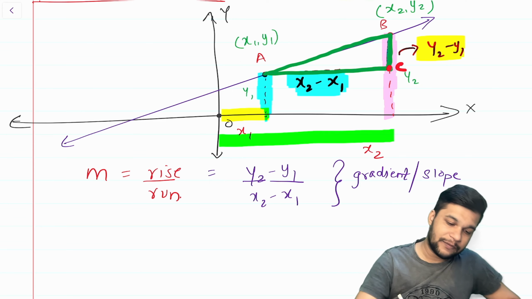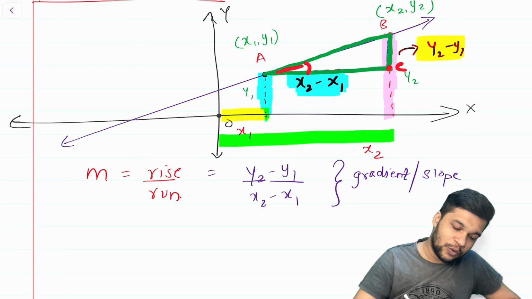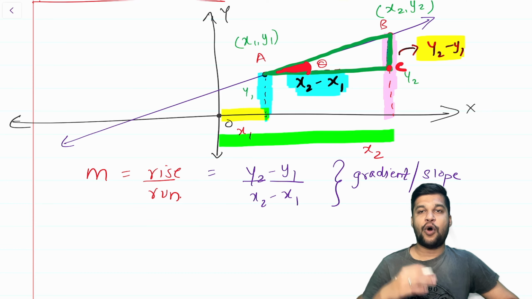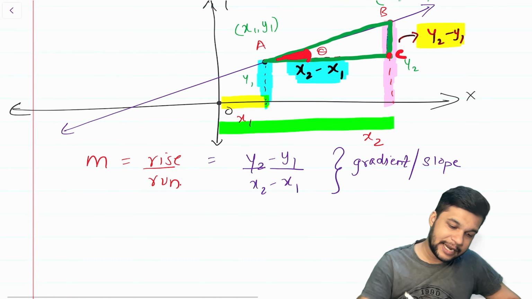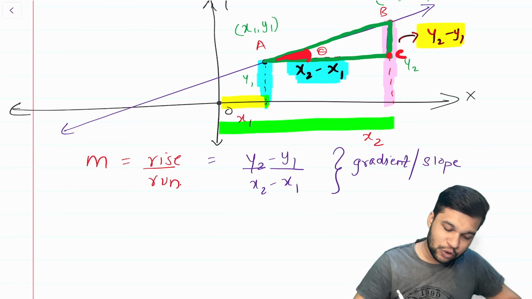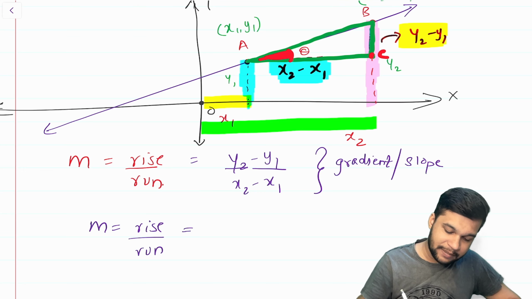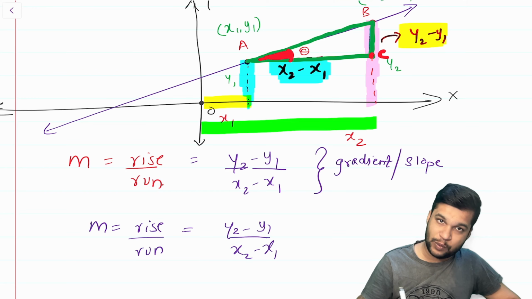Now if you observe, if I say this angle over here is theta, then what is y2 minus y1 upon x2 minus x1? Can I say it is opposite upon adjacent? Yes, I can. So basically this is nothing but tan theta. So M is rise over run, which is y2 minus y1 upon x2 minus x1, and this is nothing but tan of theta.